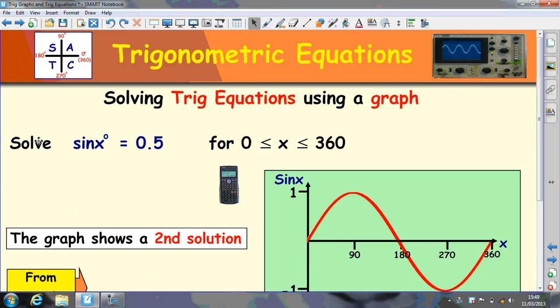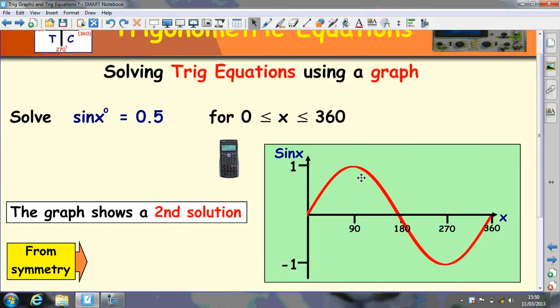So what we have here first of all is this equation, sine x equals 0.5. It says here for 0 is less than or equal to x is less than or equal to 360. This just means give all the solutions between 0 and 360 degrees. Your graph here shows you the sine wave, which goes from 0 to 360 degrees. So essentially we're trying to find out where in this graph sine x equals a half.